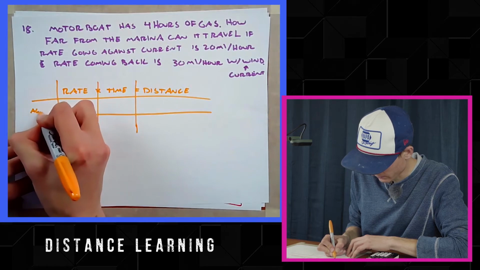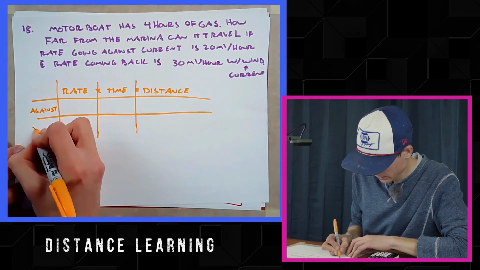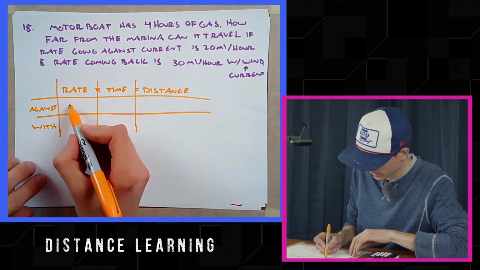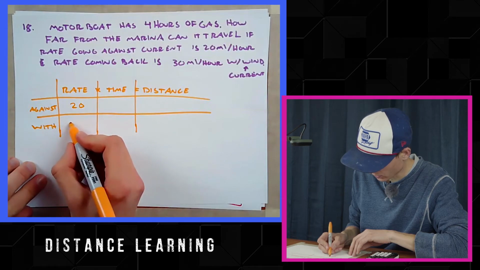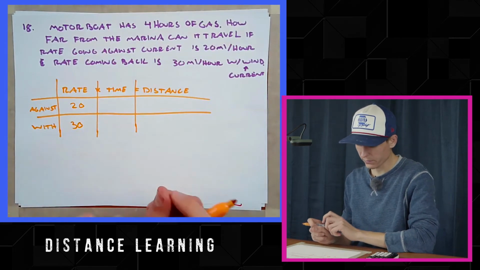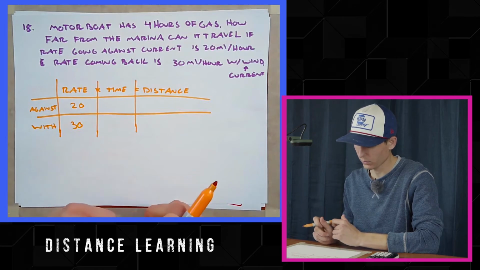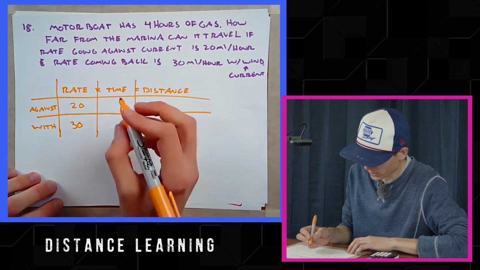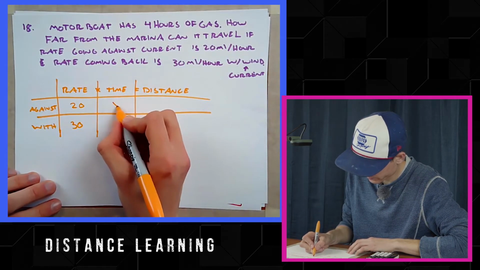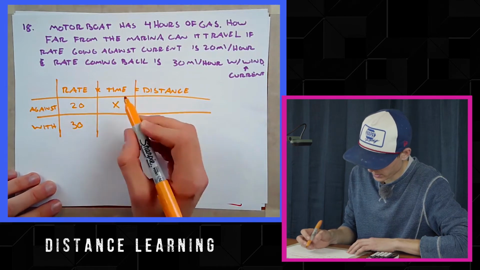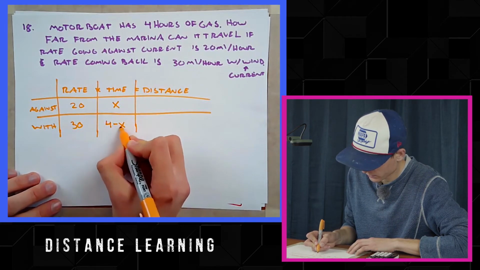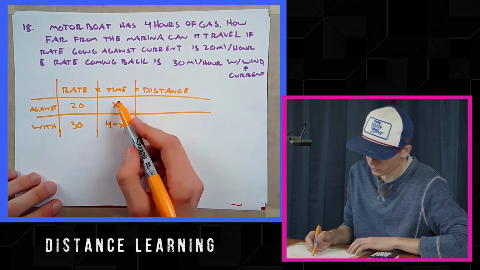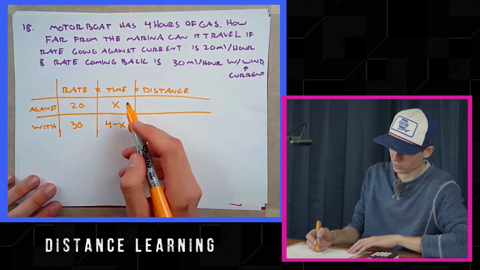So we have against, and we have with the current. It says the rate going against the current is 20. The rate going with the current is 30. We have 4 total hours. So we don't know how much time we can spend going against, but whatever's left over, 4 minus x. If I took 1, I'd have 3 hours here. If I could go 2 hours, I'd have 2 hours there. So a total of 4 hours.